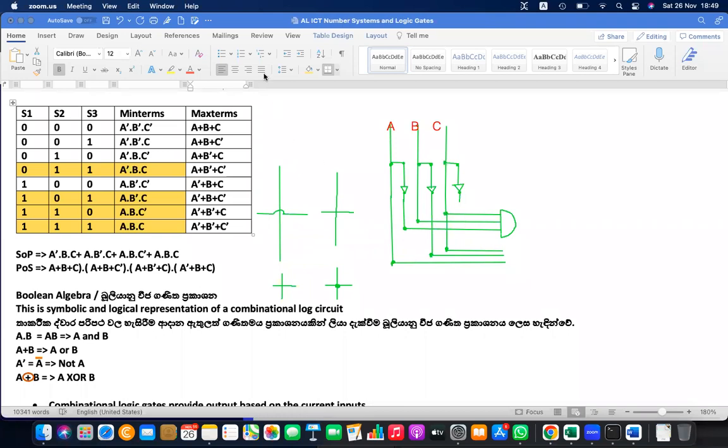Okay, then this is also an AND gate. That is my second AND gate. The next one is what? A, B, C not. You need one from A, one from B, and one from C not. It's here, it's here. A, B, C not.